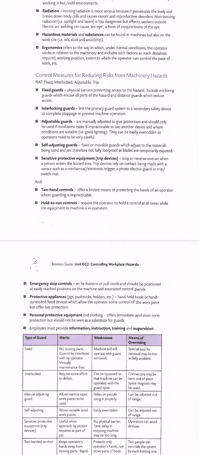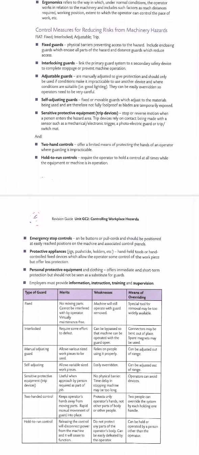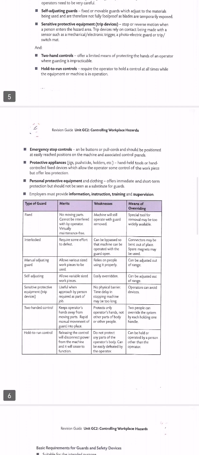Protective appliances should also be there to control the handheld tools and fix the device, which allows the operator control of the working piece, but often with less protection. Then personal protective equipment also: the person should have personal protective equipment like the masks, the helmets, the boots, the gloves, you understand. Then the employer must also provide information, instruction, training and supervision, right? So they should also provide supervision, right?